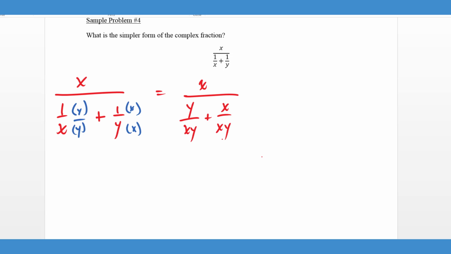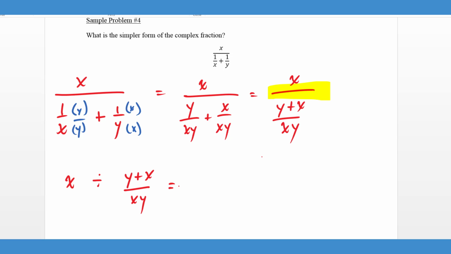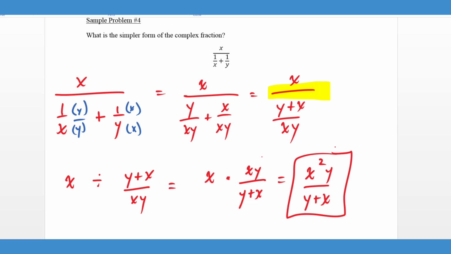You can see here that I've created a common denominator for the bottom rational expression, and now I'm going to combine those into one part. Technically, what we've got here is a division problem with that bar, so I could say x divided by (y plus x) over xy, and that would simply become a multiplication problem. I'll flip the second part and finish this problem, and that would be our reduced complex fraction.